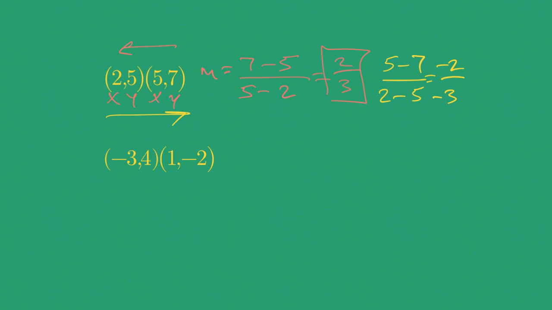Would you agree that a negative over a negative is also a positive? Okay, so negative 2 over negative 3 is the same thing as positive 2 over positive 3.